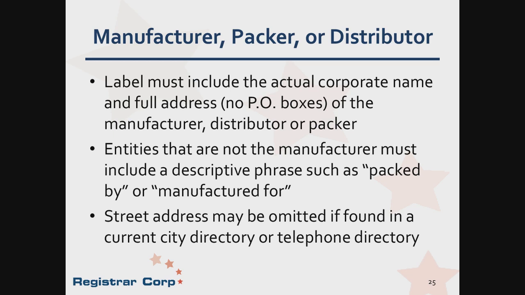If the entity that's declared is not the manufacturer, then you have to have a descriptive phrase that will make this clear. So you would want to include distributed by, packed by, manufactured for, whatever is deemed most appropriate for that company that's named. Also, the street address can be omitted if it is found in a current city directory or telephone directory, but please ensure that the rest of the address is still complete.